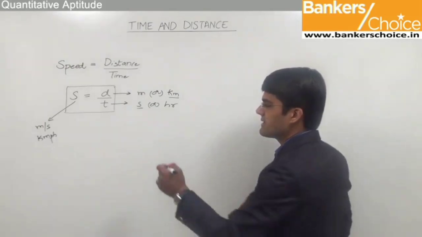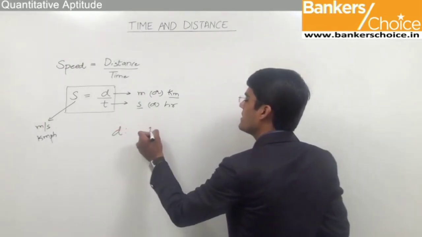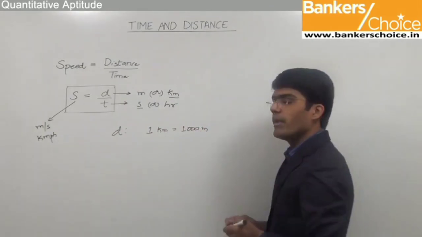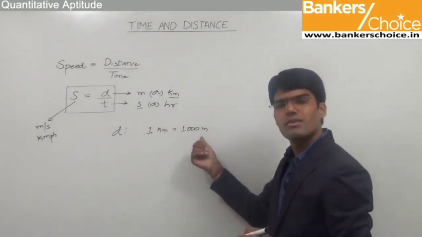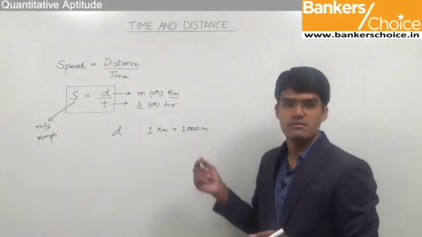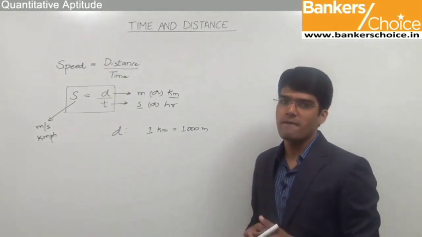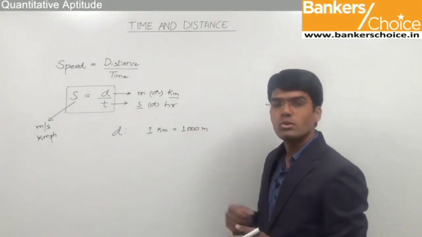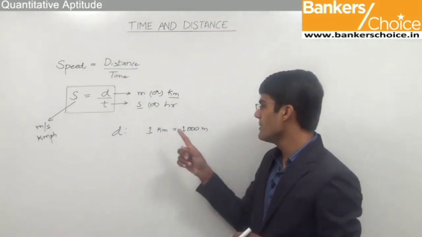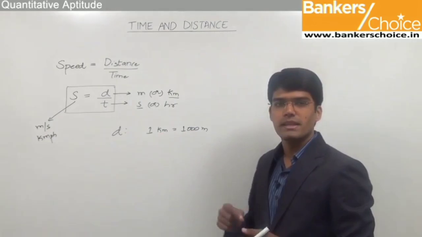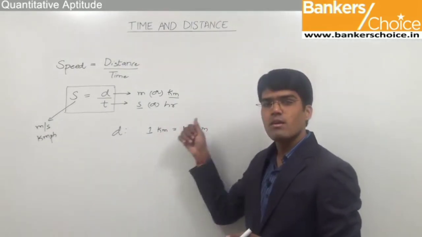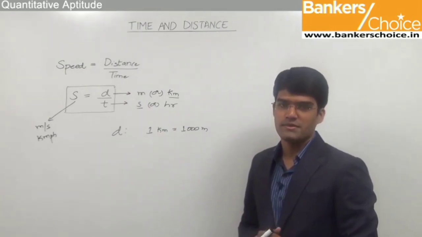Now let us start with distance. We know that 1 kilometer is nothing but 1000 meters. So this is how we can always convert kilometers to meters or meters to kilometers. Suppose the distance is 2 kilometers, it will be 2000 meters. If the distance is 3.5 kilometers, it will be 3.5 into 1000, that is 3500 meters. So whenever we have to convert kilometers to meters, we multiply the given value by 1000. And whenever we have to convert meters to kilometers, we divide the given value by 1000.